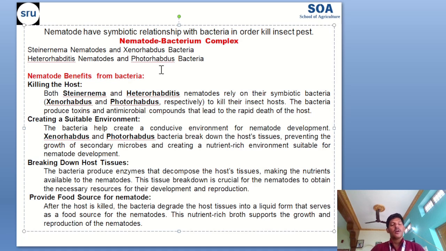Then what is the benefit for the nematode from this symbiotic association with the bacteria? The bacteria kill the insect host, create a suitable environment, break down the host tissues, and provide the food source for the nematode. These are the benefits to the nematode from the bacteria.